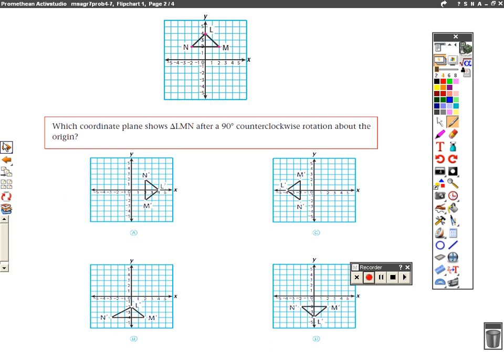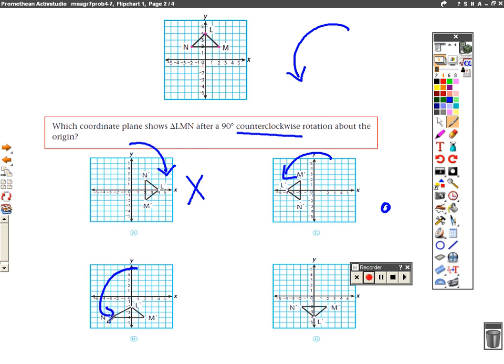Problem number 5. Which coordinate plane shows triangle LMN after a 90-degree counterclockwise rotation about the origin? Okay, first thing you need to know, counterclockwise. Counterclockwise is this way, opposite of the way that a clock moves. So if I look at this problem, I was here and now I'm here, so I rotated forward, so this one would be wrong. This one I rotated backwards, so this is a possibility. This one I rotated backwards, so this is a possibility.